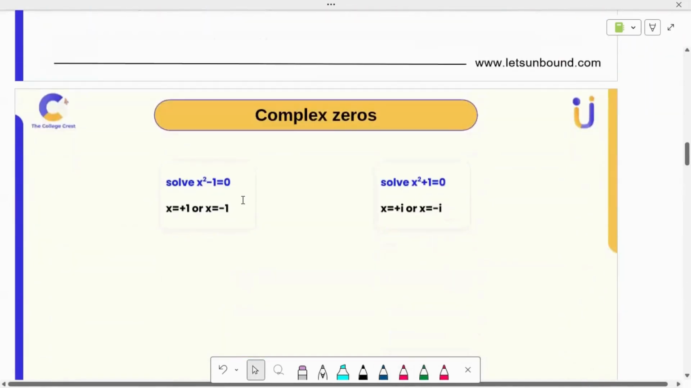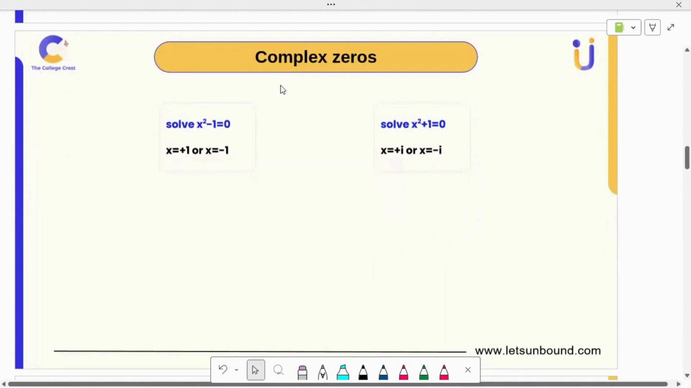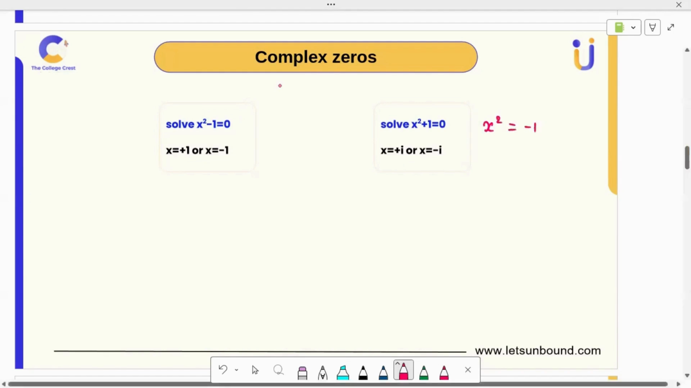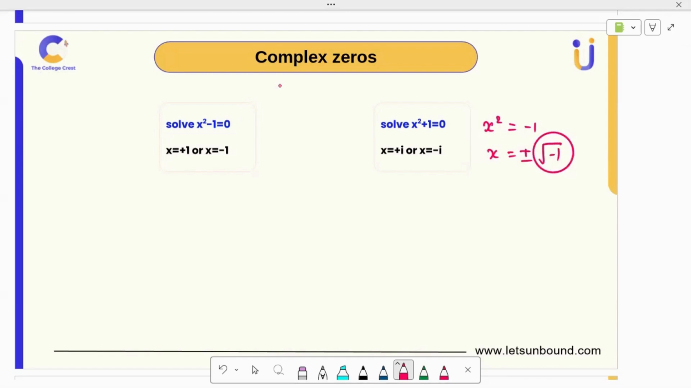And complex zeros. Yes, zeros can be real and complex. For this example we can take x squared minus 1 is 0. We can say x is 1 or minus 1. If x squared plus 1 is 0, x squared is negative 1, x is equal to plus or minus the square root of negative 1. We know that the square root of a negative number is not possible. But we are getting the square root of minus 1 at many places. So we define a new system of numbers, which is complex numbers. Whenever you get the square root of minus 1, you can write it as i.